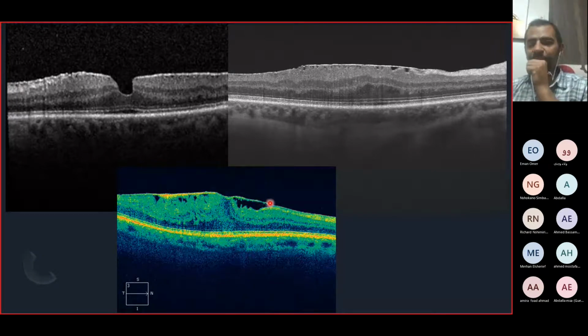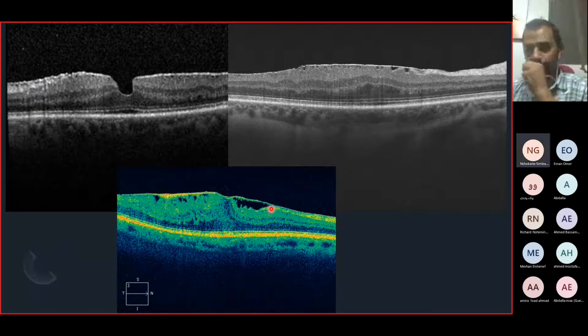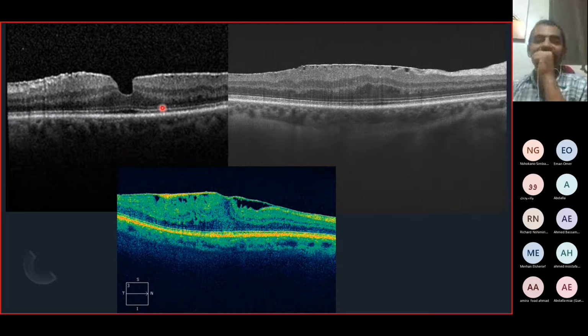If the epiretinal membrane is thin, like this one, what is the name of that? Cellophane maculopathy. If it's thick, and you have a thick membrane over the retina here, what is it called? Macular pucker. Exactly, that's true. Okay, so can someone tell me what we can see here on this OCT?